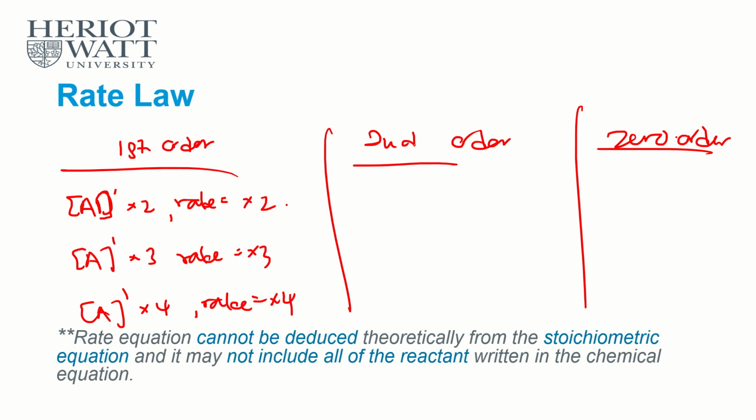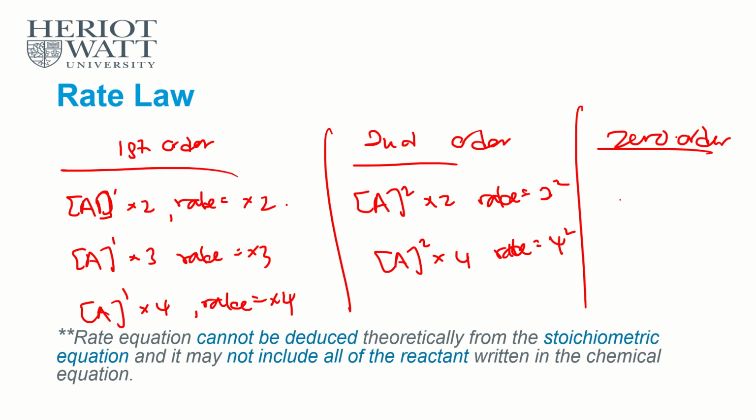All right, same for second order. It's actually exponentially increased. So let's say A is second order. If I times it by 2, then the rate will be equivalent to 2 to the power 2, which is 4 times, right? If the concentration of A is second order and times 4, then the rate of reaction is equal to 4 to the power 2. And what about zero order?